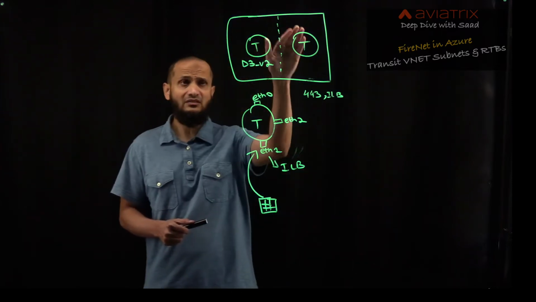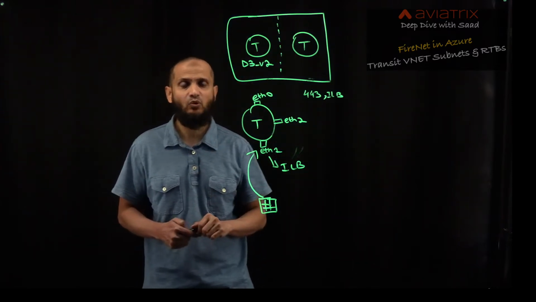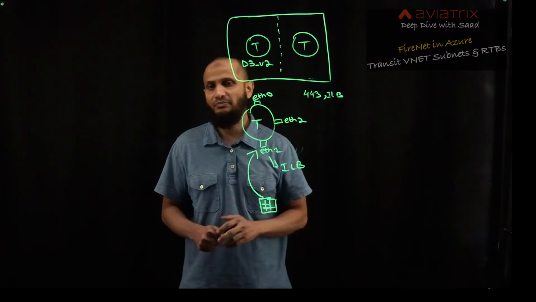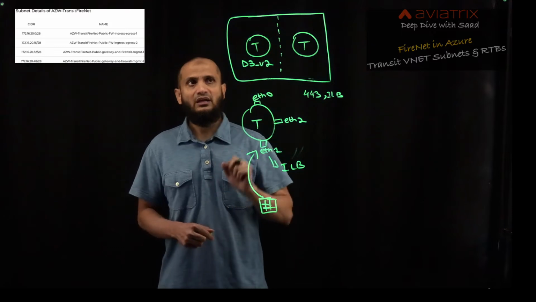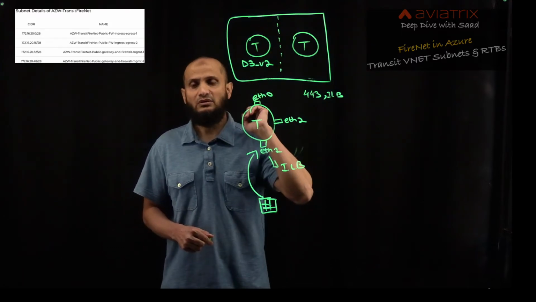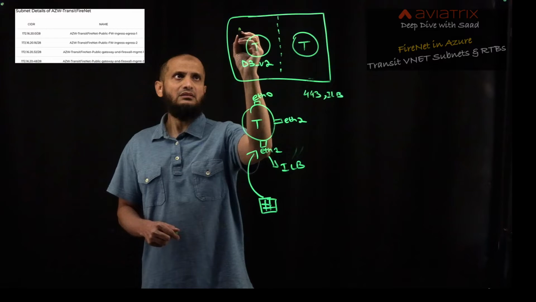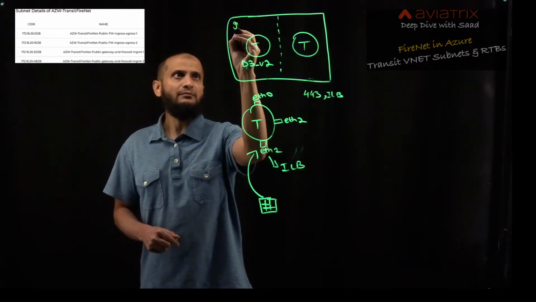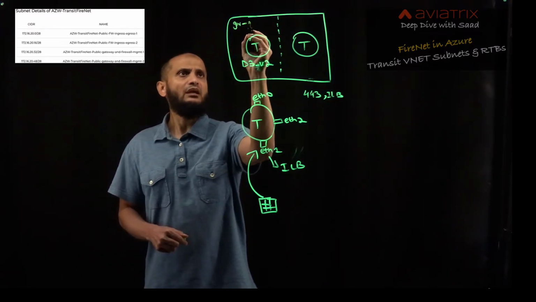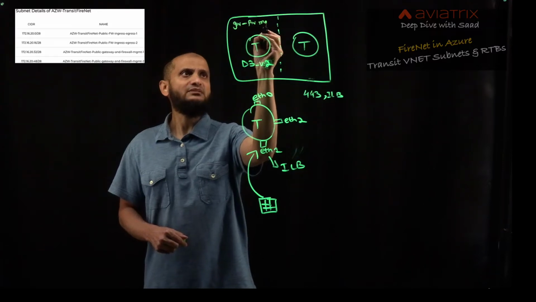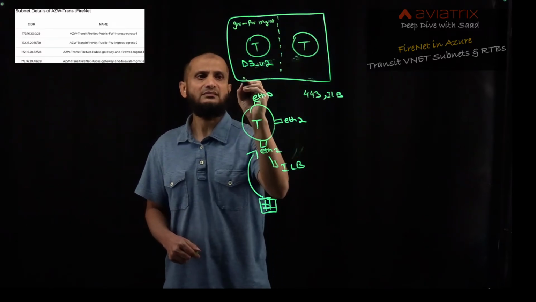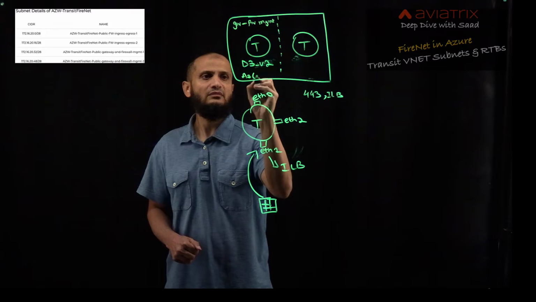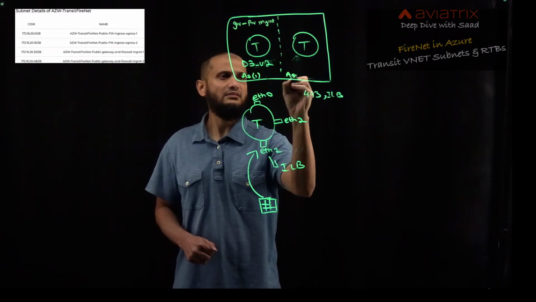When you create the transit VNet from the Aviatrix controller, at that point we create 4 subnets. The subnets will be created in the transit VNet, and it's per availability zone. So one subnet is going to be the gateway and firewall management subnet. Same thing in the second availability zone too. Let's say this is AZ1, this is AZ2.